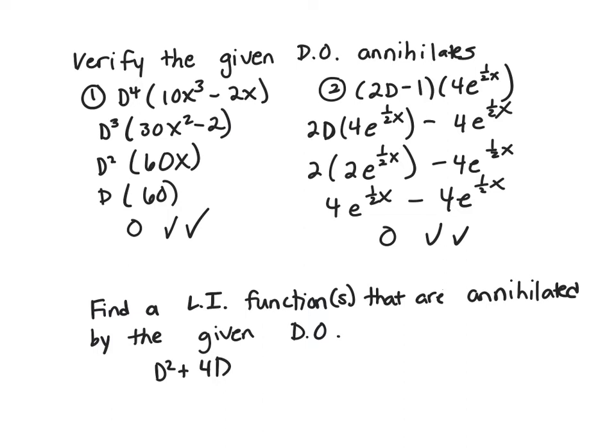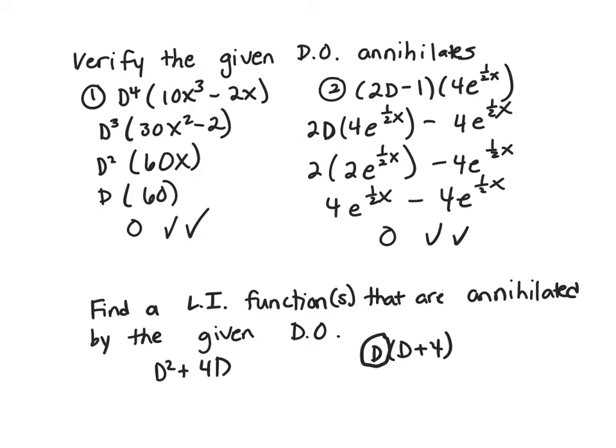All right, next example: find a linearly independent function or functions that are annihilated by the given differential operator. So D squared minus 4D. The first thing you should do to find these functions is factor out the D, and that gives you a D plus 4.